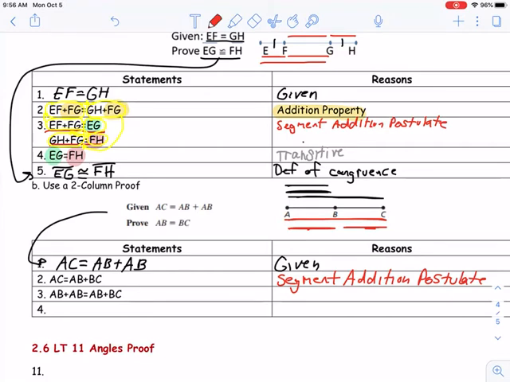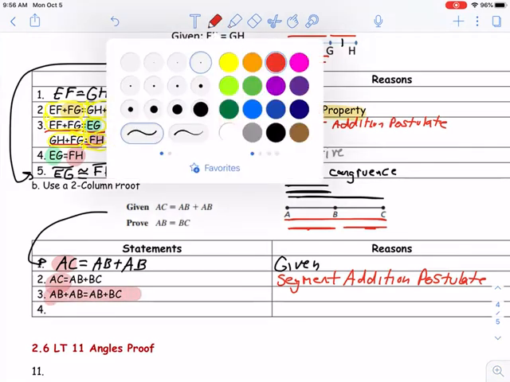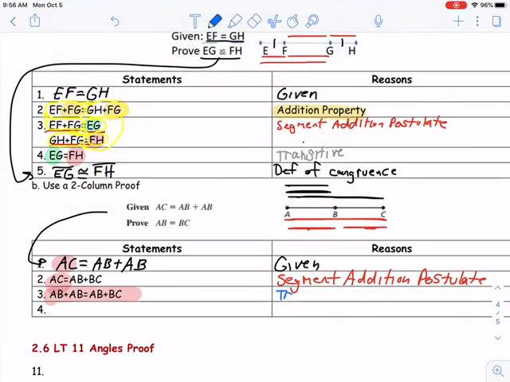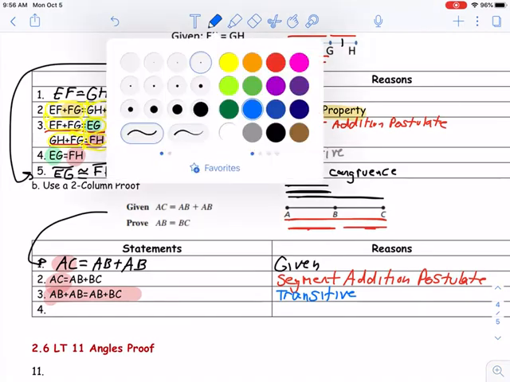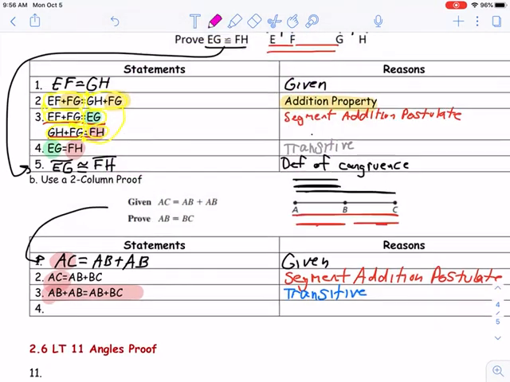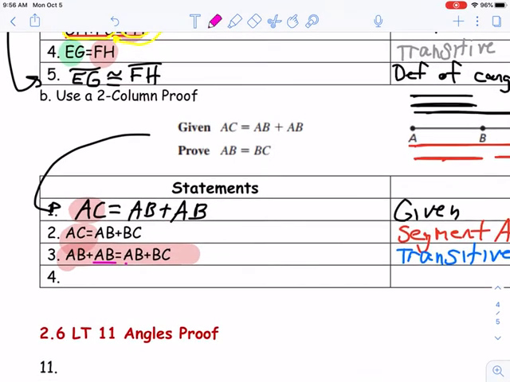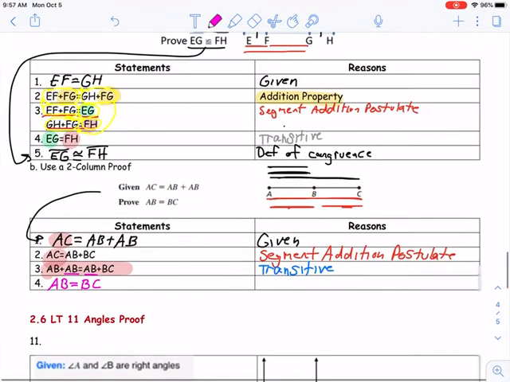Now, next, AC equals AB plus AB. AC equals AB plus BC. So all this junk equals each other because they both equal AC by transitive. You start to notice that these proofs have one big pattern where there's only a certain amount of things you can pick. Segment addition postulate, transitive. Those are just a couple to name a few. And AB and AB is eliminated from both sides because I subtracted it. And boom. That's the proof right there.